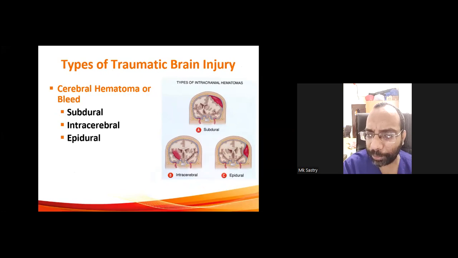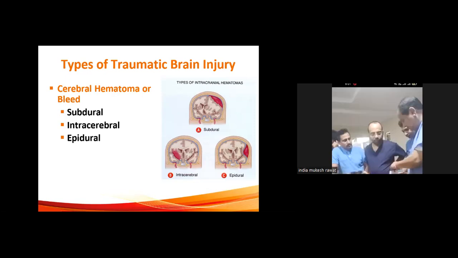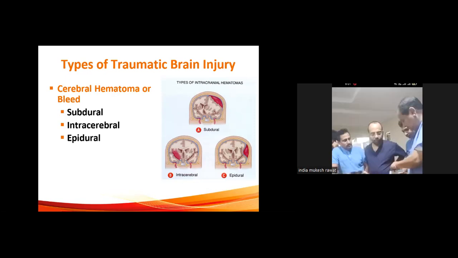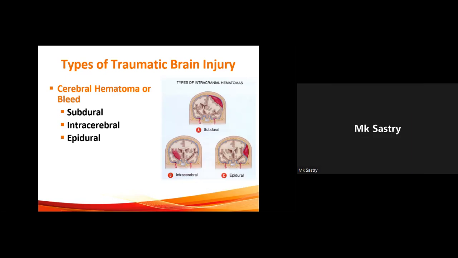Cerebral hematoma is a bleed. You can see the bleeding inside the brain. It is called subdural, intracerebral, and epidural. What are the three types of bleed? Subdural, intracerebral, and epidural. Clear? Yes.